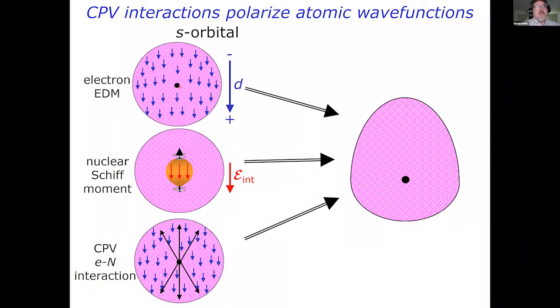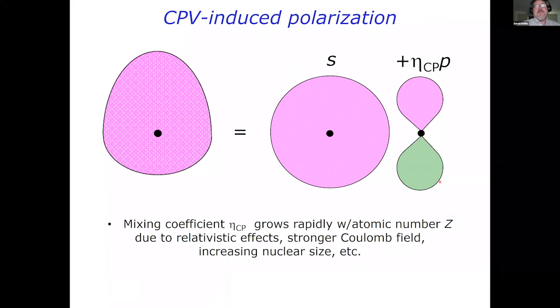Likewise, a nuclear shift moment is equivalent to an electric field internal to the nucleus, which pushes the electron wave function up. And the same with this CP violating electron nucleon interaction. All of them result in this sort of deformation of the atomic wave function. And this deformed wave function, it's easy to see, is again a mixture of S and P states. You can just visually see a superposition of S with a little bit of P state through constructive interference gives you more amplitude above the nucleus, and through destructive interference gives you less amplitude below the nucleus.